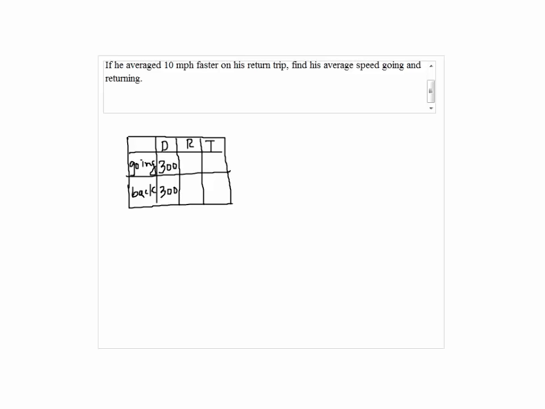And now he averaged 10 miles per hour faster on his return trip. If we let the speed for going equal x, then the coming back speed will be x plus 10. Now we can find the time using the distance and the rate. So we have 300/x for the going, and we have 300 divided by x plus 10 for the coming back.